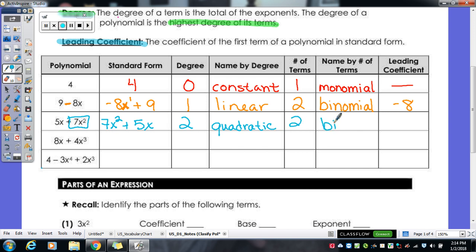This is still two terms, so that's also a binomial. And what would our leading coefficient be? 7.